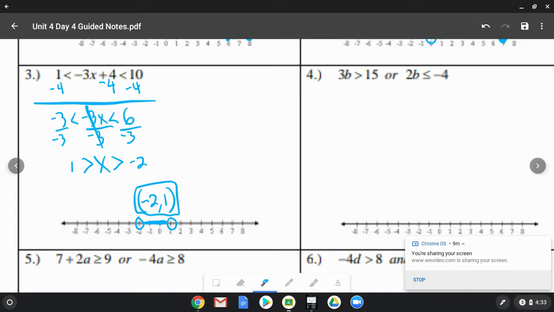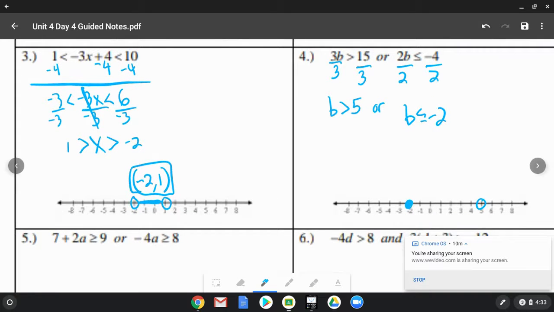And then number 4, to get the b's by itself, I'd have to divide by 3 on the left and divide by 2 on the right. So I get b is greater than 5, or, because the word "or" is there, b is less than or equal to -2. So I go to -2, I put my closed circle. I go to 5, I put my open circle.